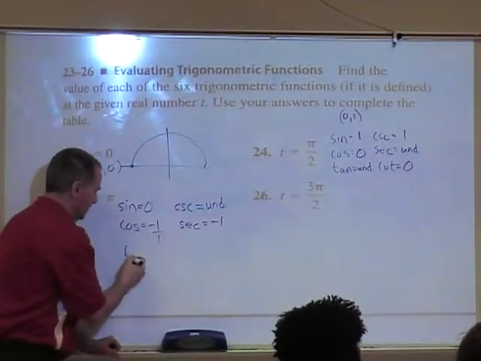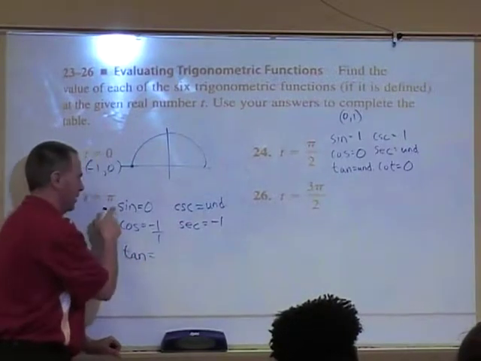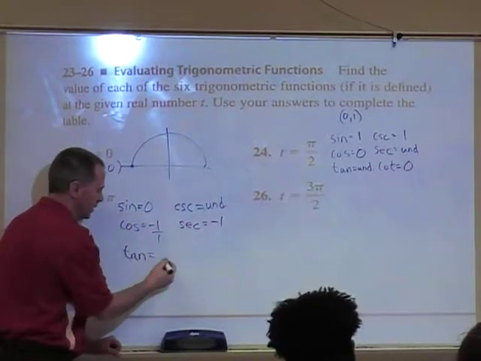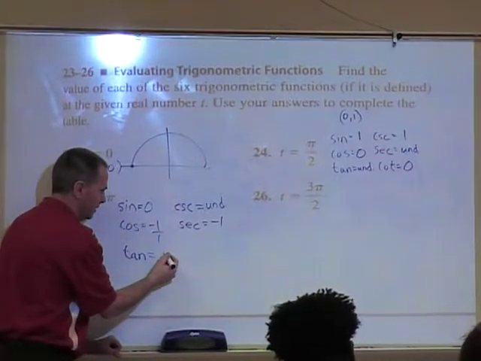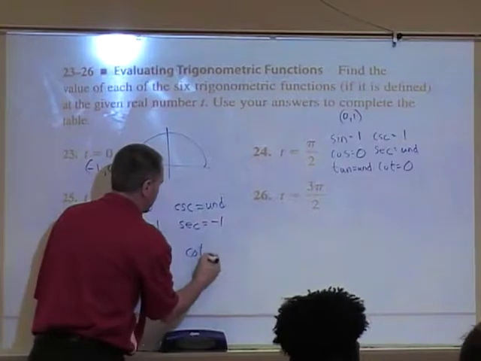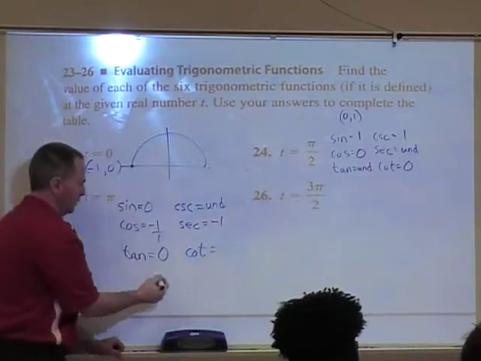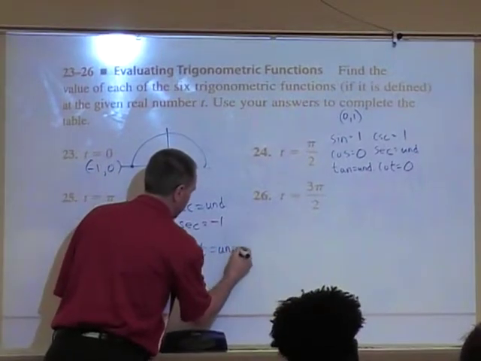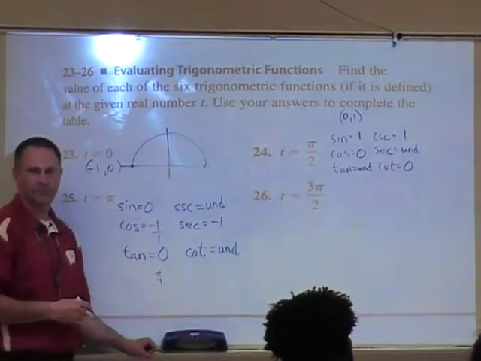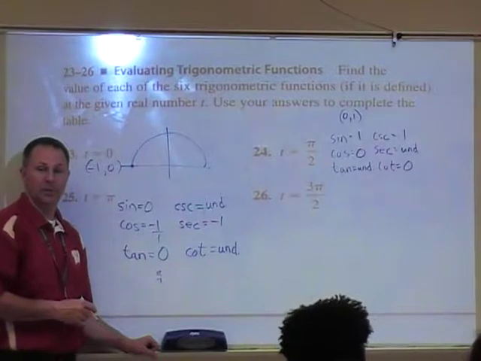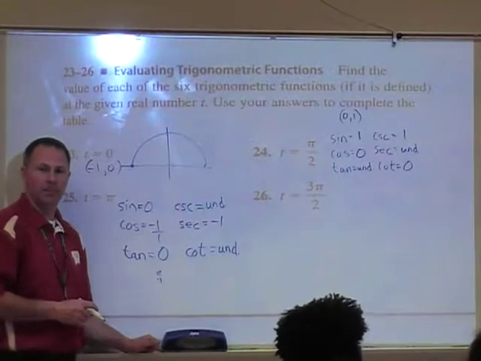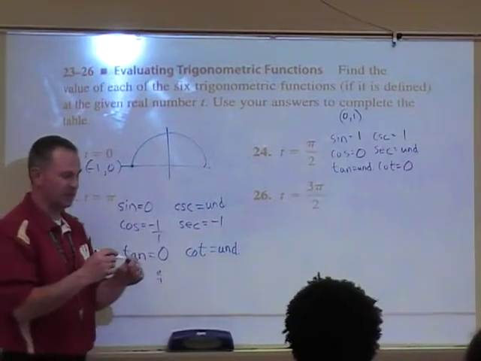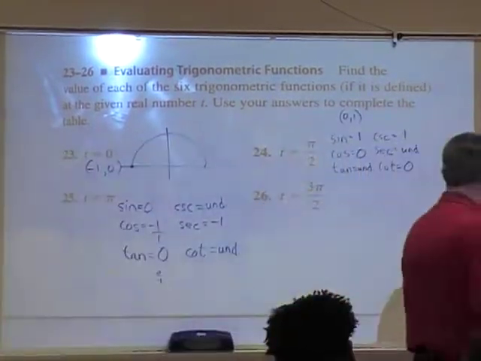Okay. So now the tangent is sine over cosine, y over x. 0 over -1 is 0. Cotangent is -1 over 0. What's the cotangent? Undefined. Are they all going to be on one of the axes? What, the undefined part? No, like are all problems going to be on one axis? Just these 4. Oh. Okay, so watch what happens when we look at the next set of problems.